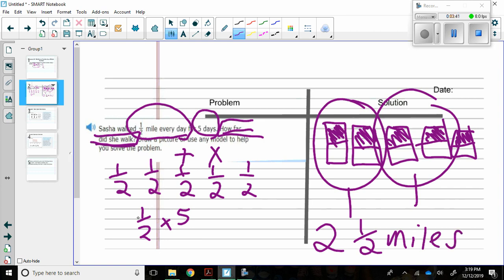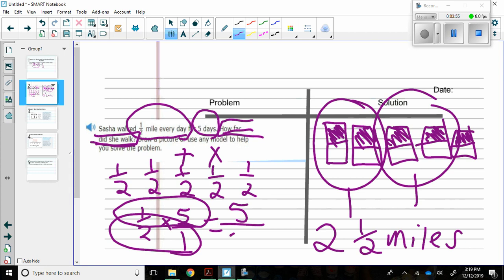Now let's go over here where I have 1/2 times 5. Like I said before, if it's a whole number and you put a 1 as the denominator, that does not change the value. Then we can take 1 times 5 is 5, and 2 times 1 is 2, and we get 5 over 2. We do know that that is improper, so we need to recognize that 2 over 2 is 1 whole. So that would give us 2.5 miles.